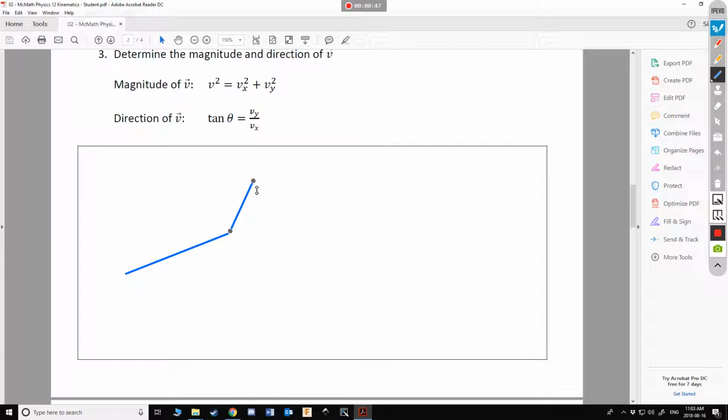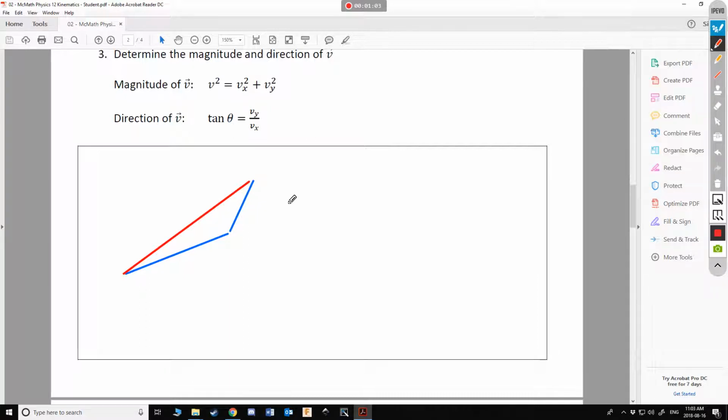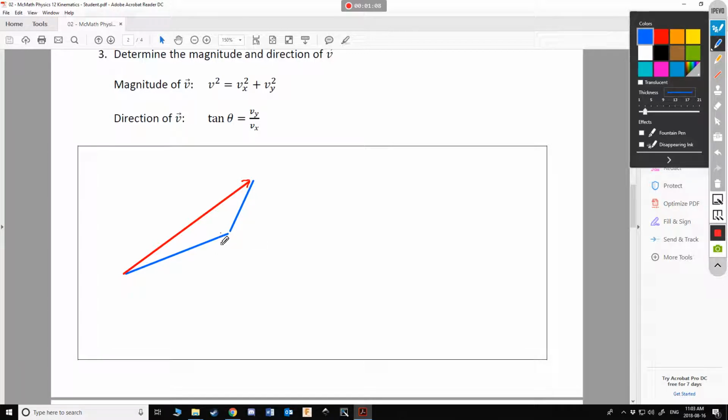The resultant vector is always found if we draw a line from the beginning to the very end. So it would be a line from the beginning all the way to the end. Now, of course, we can add some arrows to this as well. So we have our first vector, our second vector, v1, v2, and a resultant vector in red.